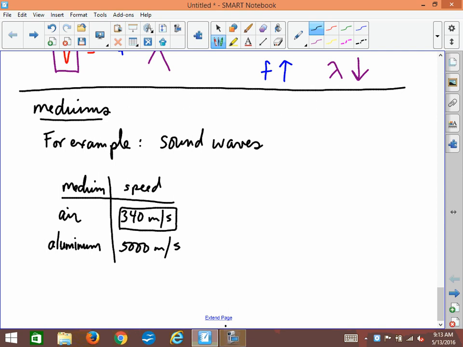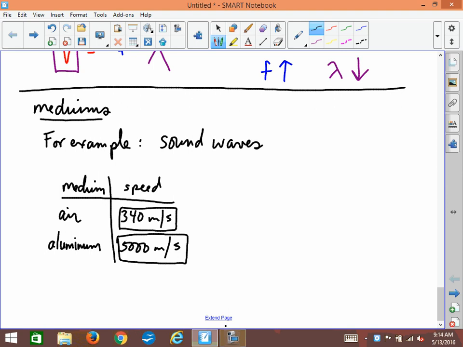Likewise, if you bang on a piece of aluminum, the little clinking noise you make will travel through the aluminum at 5,000 meters per second or so, and it doesn't matter whether you bang it really hard, really soft, or make a loud or quiet noise, the speed through a particular medium will always be constant. And so as we begin to look at sound, which is the next thing on our list, we'll start looking at the different speeds at which sound travels.